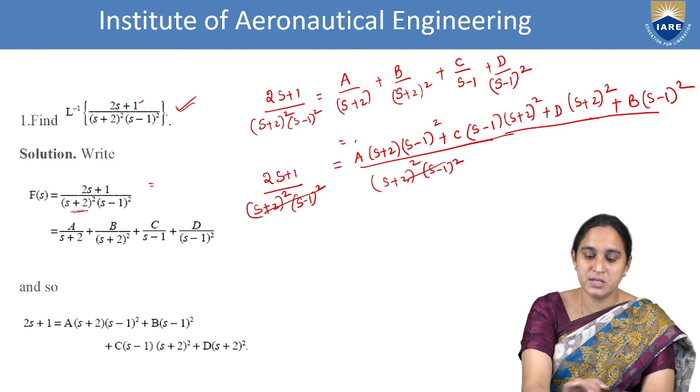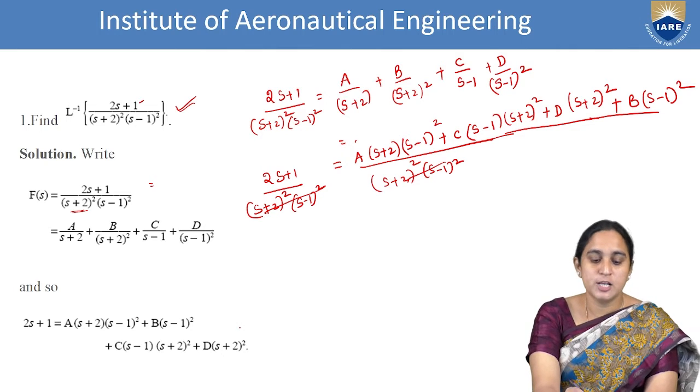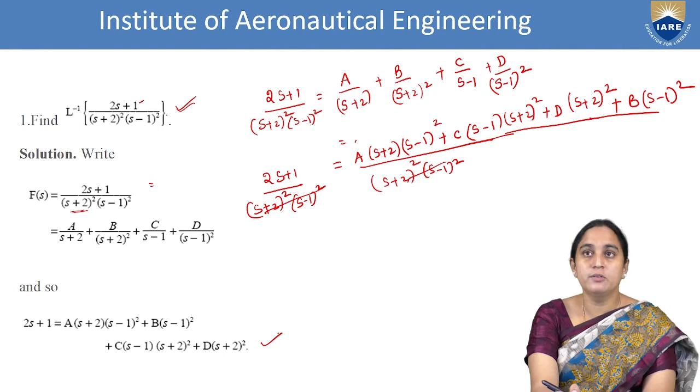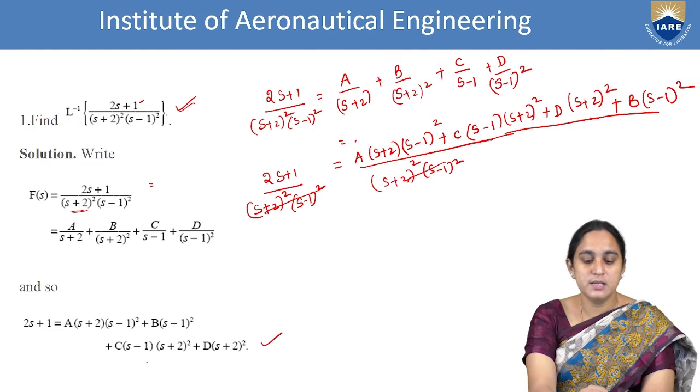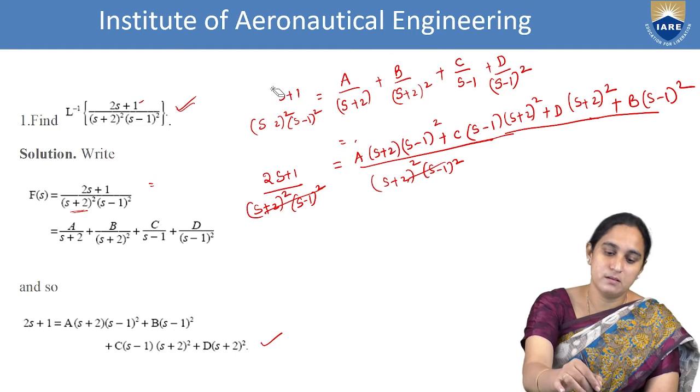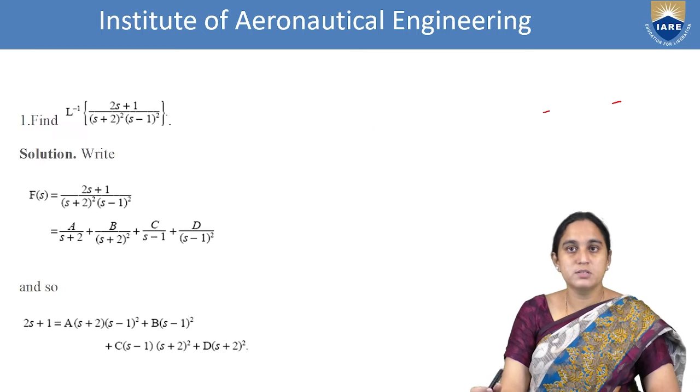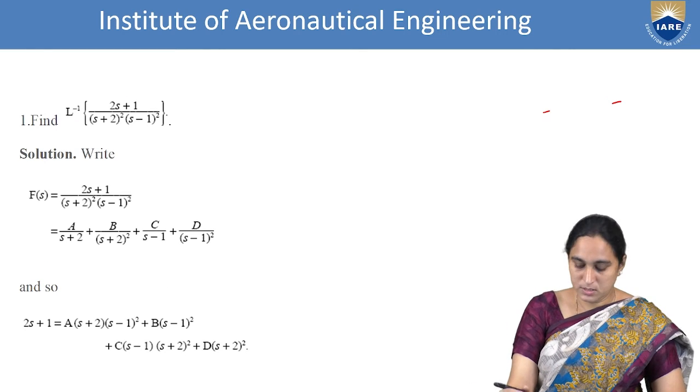For that, the denominator cancels, and we got 2s plus 1 is equal to a into (s plus 2) into (s minus 1) whole square, plus b into (s minus 1) whole square, plus c into (s minus 1) into (s plus 2) whole square, plus d into (s plus 2) whole square. Now I am finding the unknown values of a, b, c, d. Okay, from that, what is the case here?